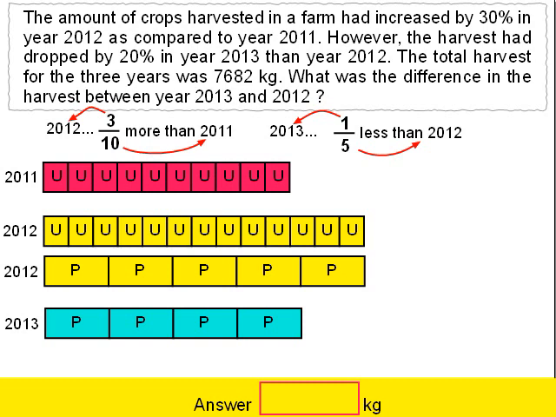And it said that the total harvest for the 3 years was 7682 kg. What was the difference? So before we go on, let's compare the model here. For the year 2012, we're comparing units to parts. We straight away know that 13 units is equal to 5 parts.